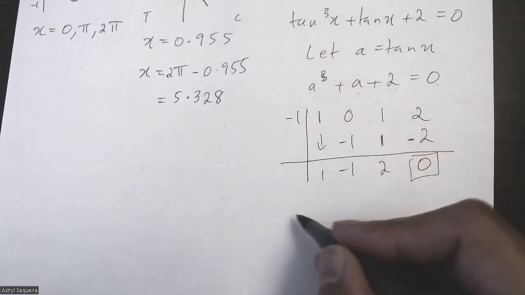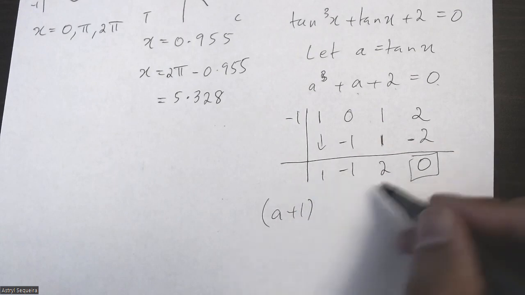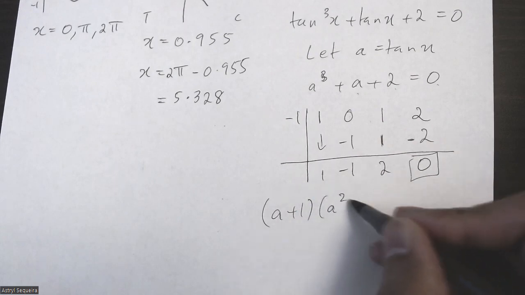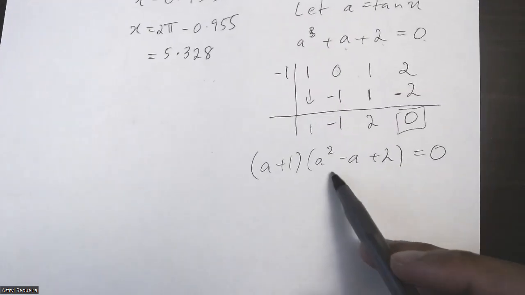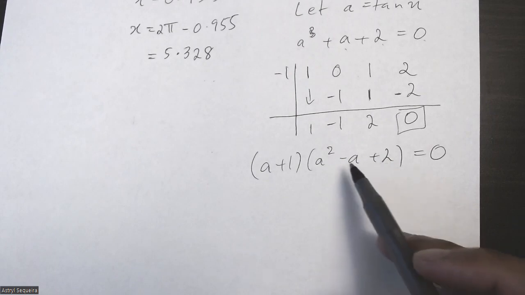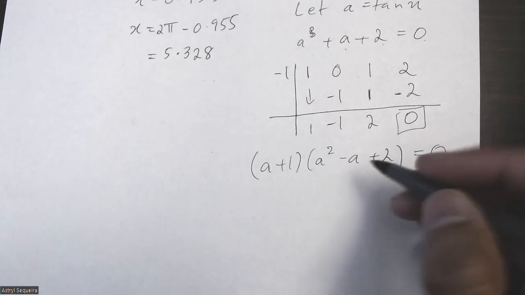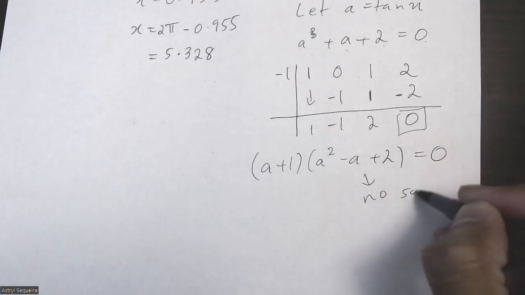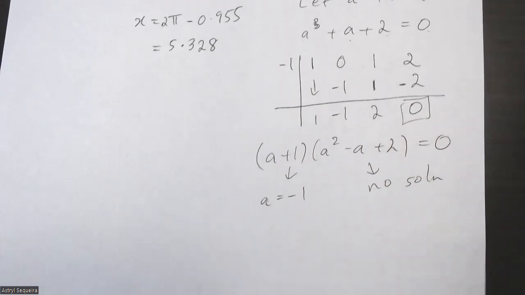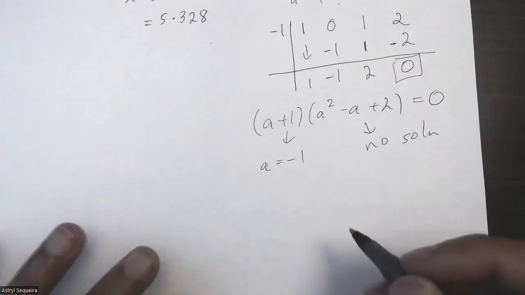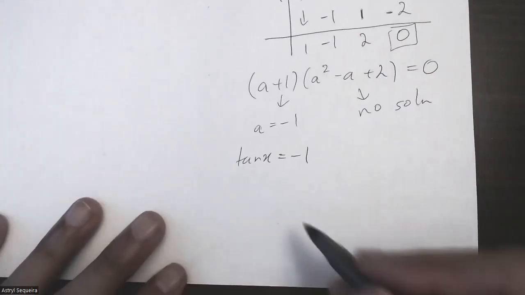So now I can rewrite this in factored form. This -1 gives me an a plus 1. And then this is a quadratic equation with the coefficients. So a squared minus a plus 2 equals to 0. And what multiplies to 2 and adds to a -1? Nothing. So this has no solution. And this has a solution of a equals -1. I'm going to replace my a back with tan x because that's what I subbed in a for earlier. So tan x equals to -1.